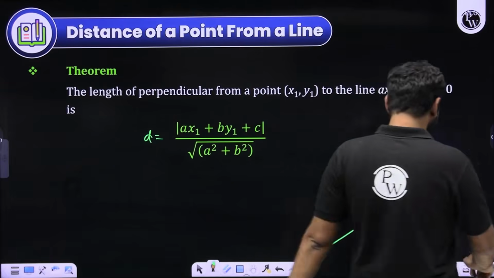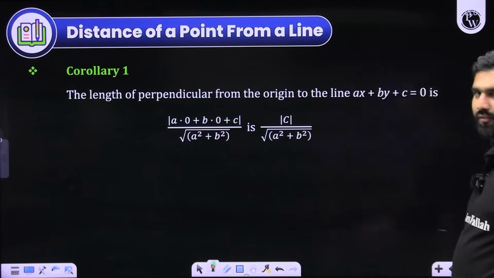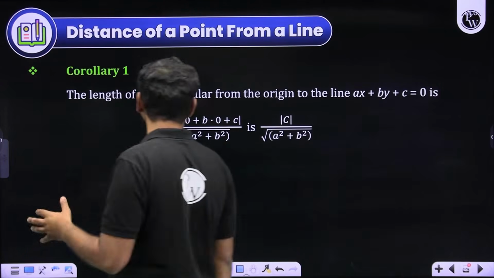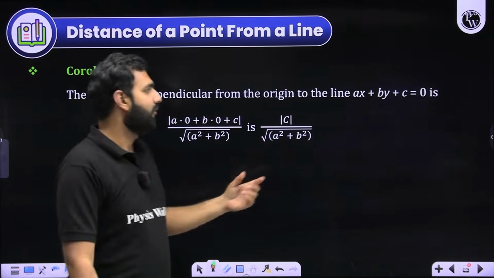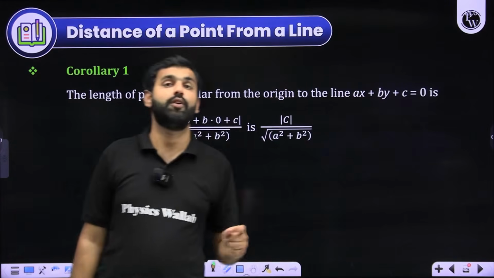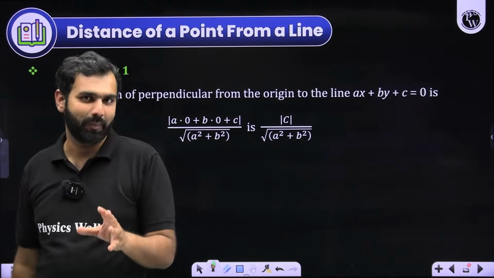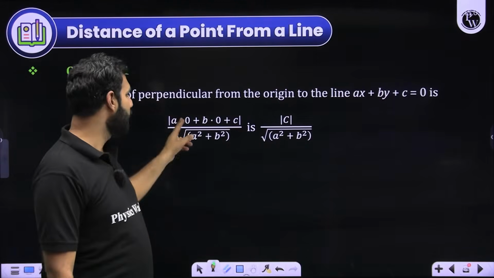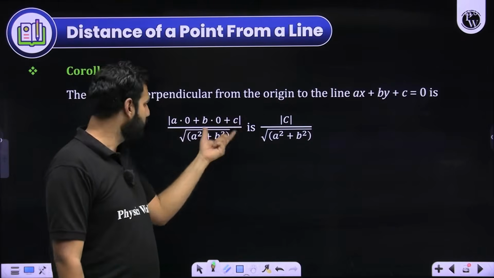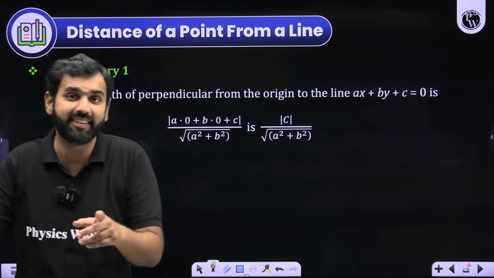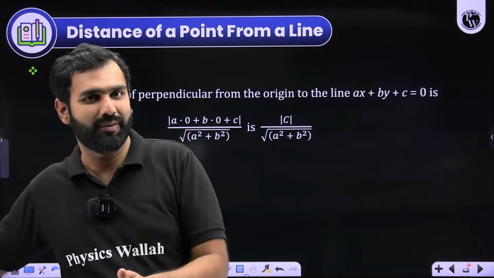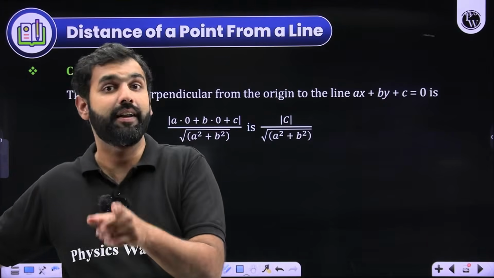Now, moving ahead, how do we use this result? Where does it come from? Or how should we avail this? First of all, please understand, if I'm figuring out the distance of this line from the origin, do you remember the normal form? Mod c upon under root a square plus b square. Do you remember that? So yes, 0 into a, 0 into b, that will become 0 plus mod c upon under root a square plus b square. That is the distance of a line from origin. That is exactly what we have created in the normal form as well.